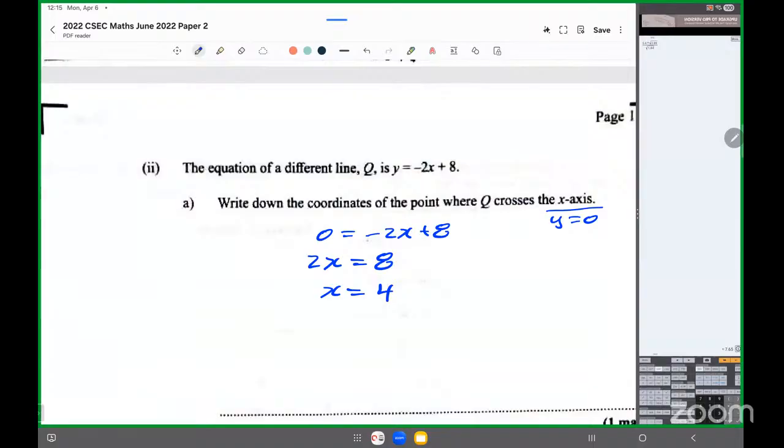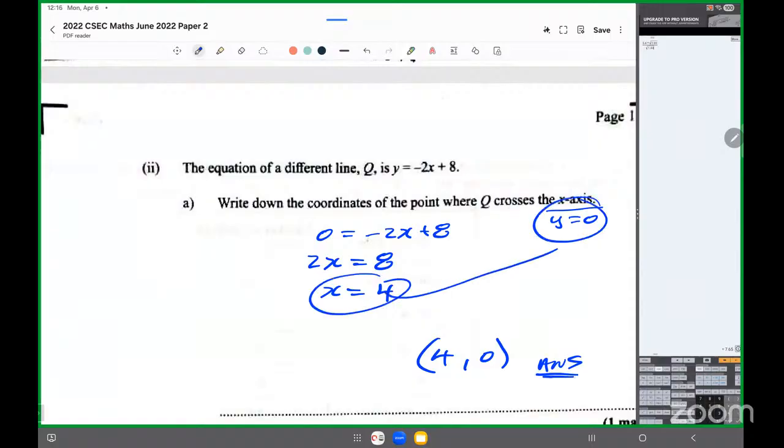So that point Q, or not Q, the line is Q. So that point is (4, 0) on the x-axis. That's the answer. The x value is 4, the y value is 0. The line is Q, not the point. But okay with that? That is the point, (4, 0) on the x-axis.